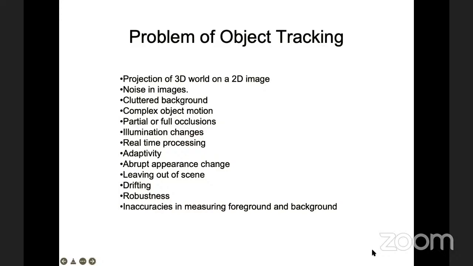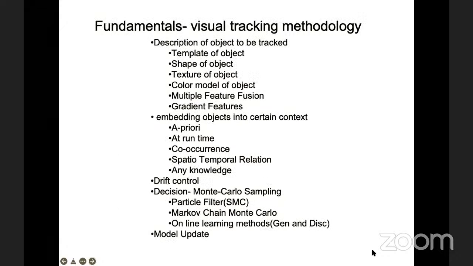Robustness is one of the major issues. Your algorithm should be robust. Then inaccuracies in measuring foreground and background, as I told you. So now let's divide this into parts. The whole research problem of tracking in computer vision, let's try to divide it into parts.